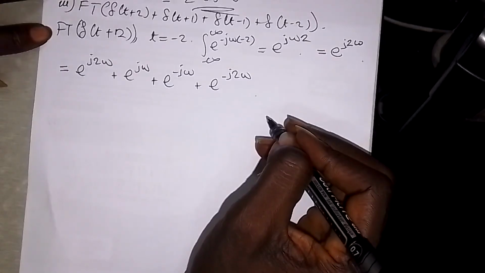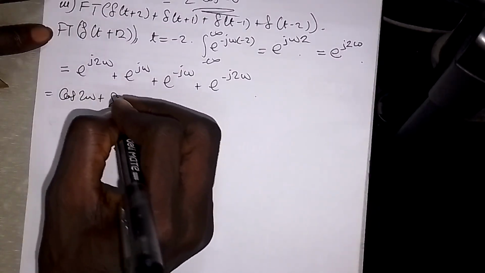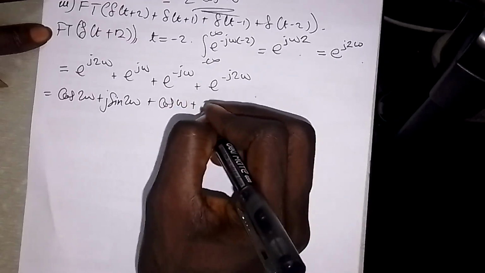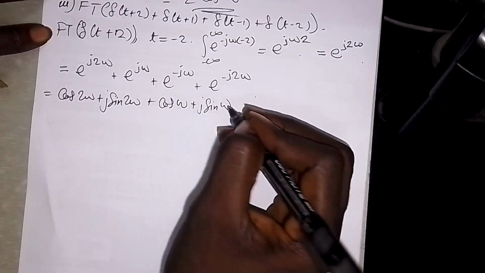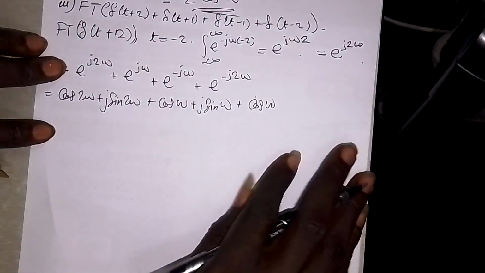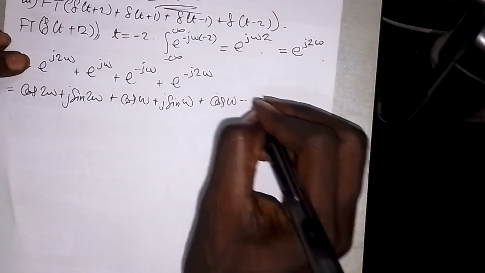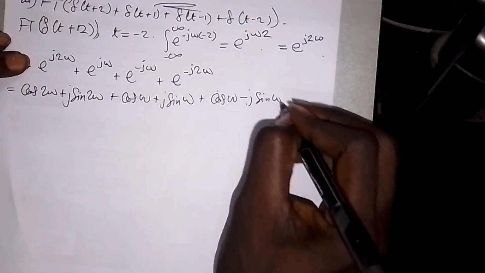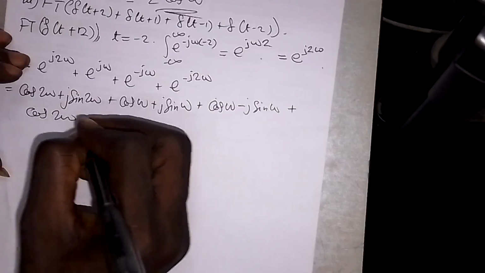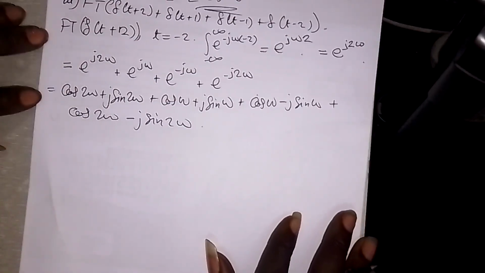When I get this one, I can just expand it. So here I'm going to have cos 2 omega plus j sine 2 omega, plus cos omega plus j sine omega, plus cos omega minus j sine omega, plus cos 2 omega minus j sine 2 omega. So these are what I will get.